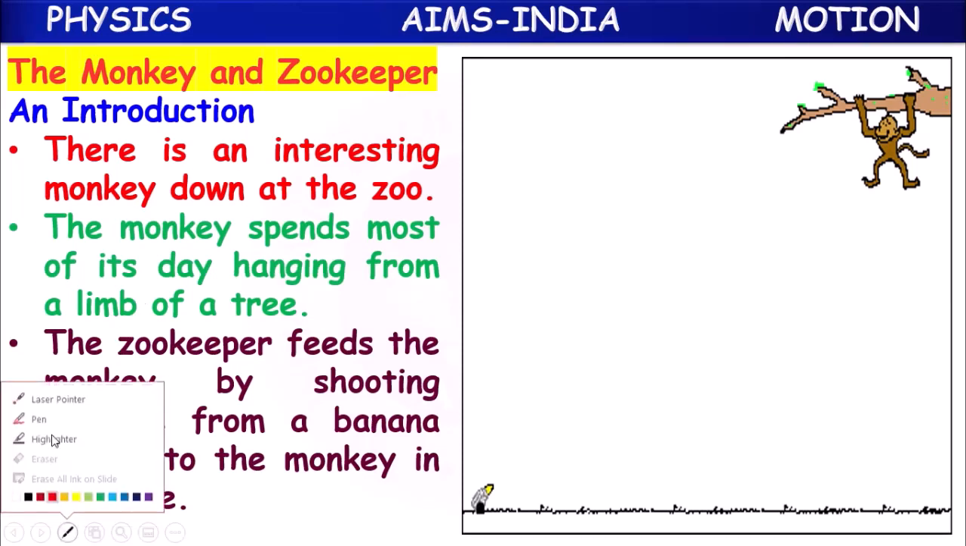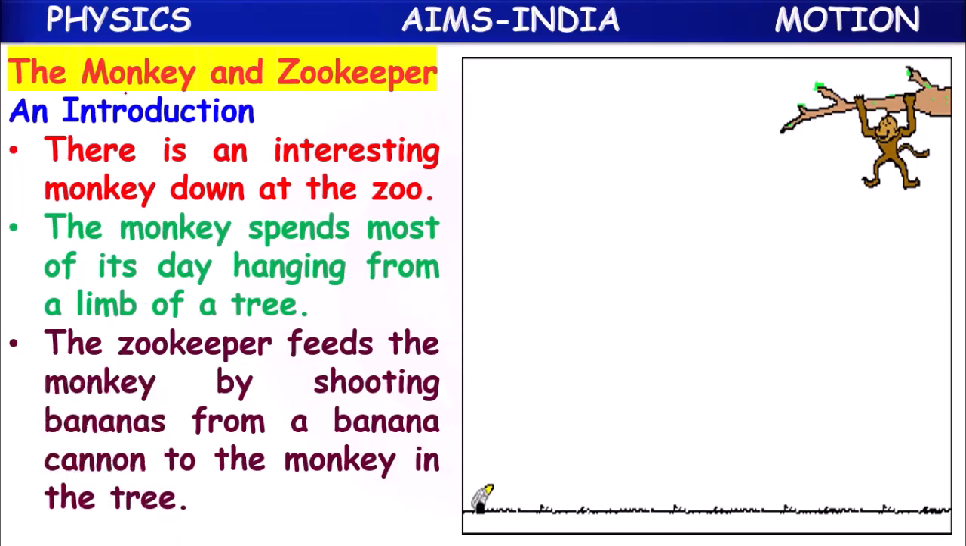So let's start our concept today with a short story, children. The story is about the monkey and the zookeeper. So this is the introduction, children. There is an interesting monkey down at the zoo. We have a monkey here in this story. The monkey spends most of its day hanging from the limb of a tree.